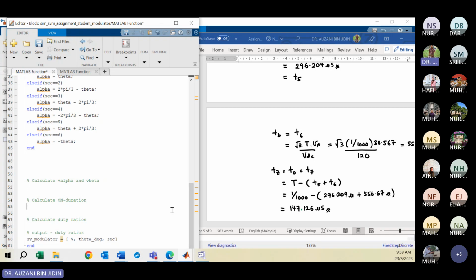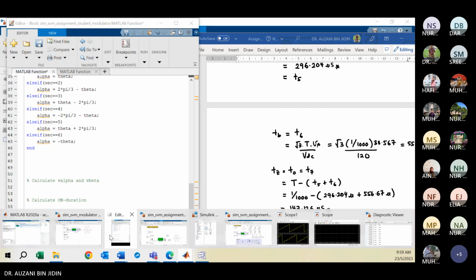Okay, you try simulate. You obtain the result, then you compare with the calculation. So maybe you can check your result to verify your design.